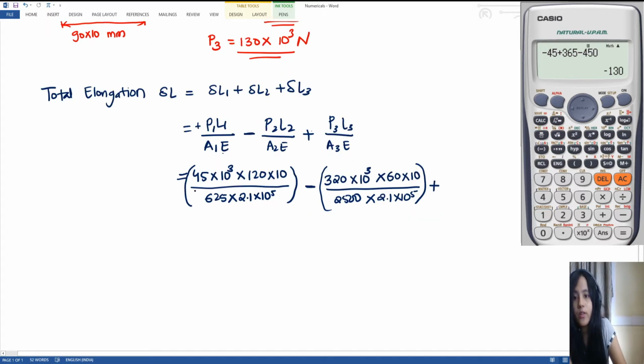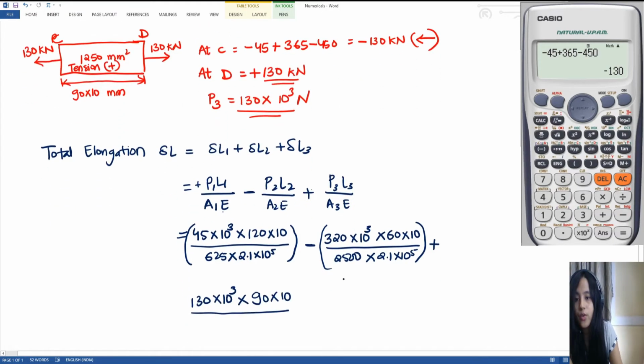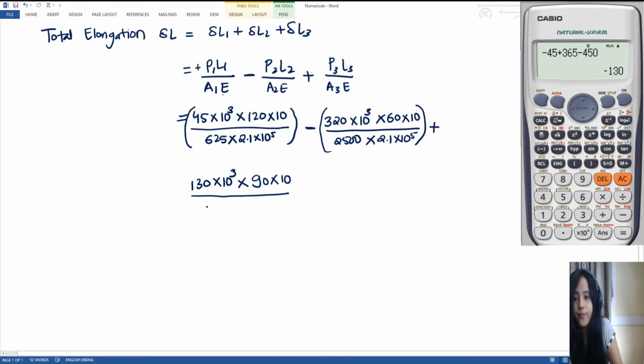Plus P3, here we have 130 into 10 raised to power 3 into L is 90 into 10 divided by area. How much was this area? 1250, into 2.1 into 10 raised to power 5. So let us solve this in a calculator.